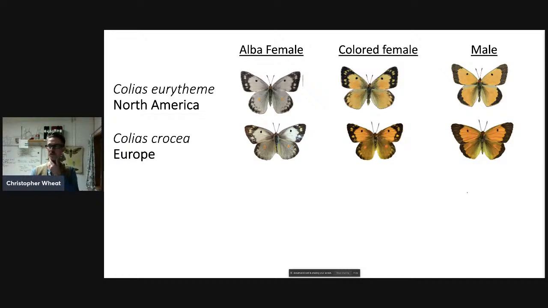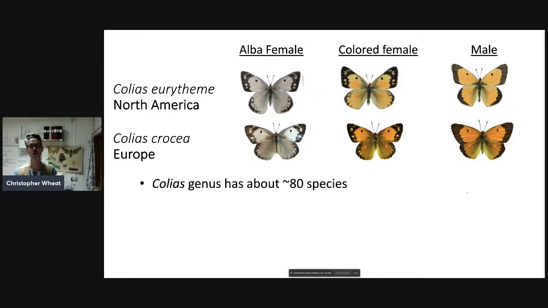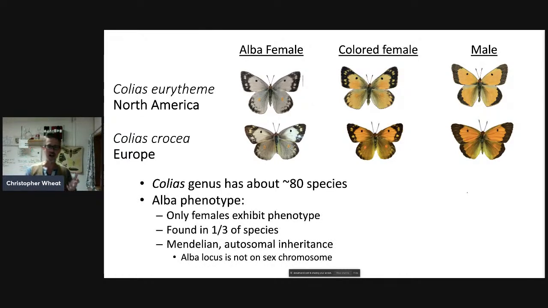Okay, so this is what I'm going to focus on. Again, the genus Colias has about 80 species, and the alba phenotype is only found in females. It's found in about 1/3 of the species, maybe more. It's a Mendelian trait, so we know that it's a locus that has one large effect. It's autosomally inherited, so it's not on the sex chromosome.